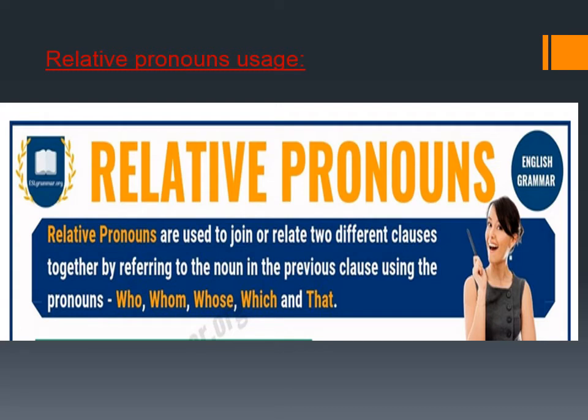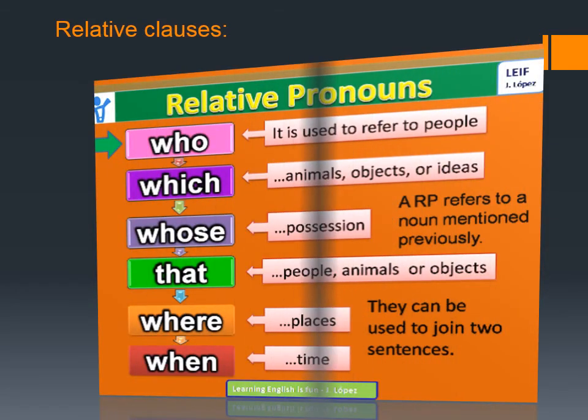Relative pronouns are used to join or relate two different clauses together by referring to the noun in the previous clause using the pronouns who, whom, whose, which, and that, and so on. Now, this is the list of relative pronouns.